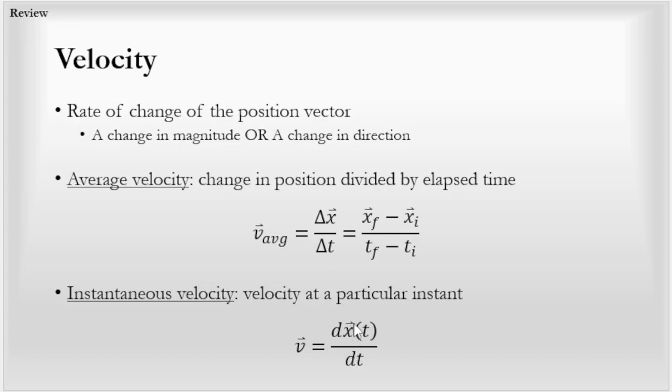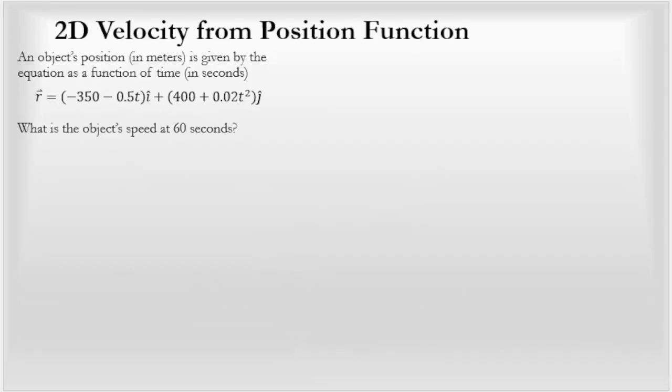Lots of times this is done in only 1 dimension, but we could possibly do it in 2 dimensions. And so the problem I picked out has to do with taking that time derivative of a position function. So the problem that I chose gave r, an object's position in meters, as a function of time in seconds. So technically, I guess this should be r of t.